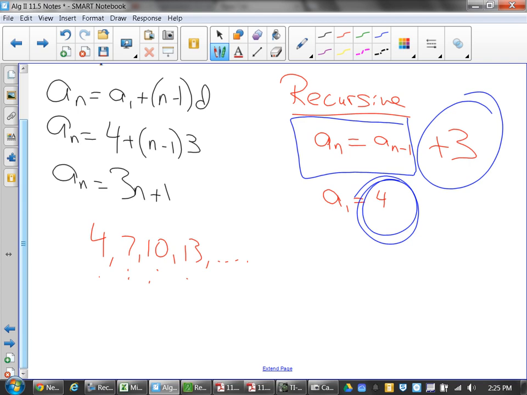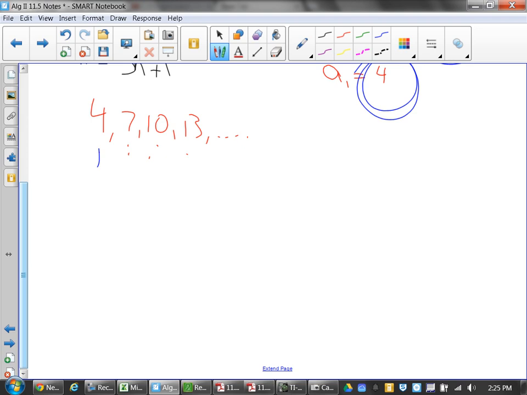What I want you to think of is, this is the first term, second term, third term, fourth term. You okay with that? What I'm saying here is the second term in the sequence is the first term plus 3. So 7 is 4 plus 3. That's what that stands for.